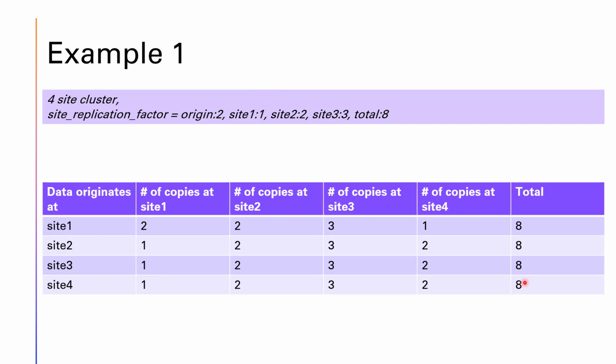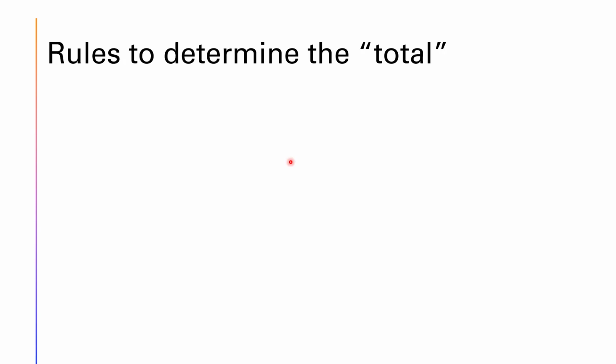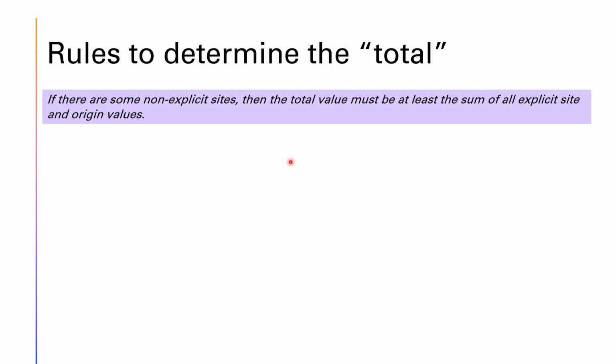So I need to set my total in such a way that it also takes this particular scenario into consideration. That's why certain rules exist which govern how we need to consider this total value. So let's talk about them. The first rule: if there are some non-explicit sites, then the total value must be at least the sum of all explicit site and the origin values. So this is very clear. Let's take an example.